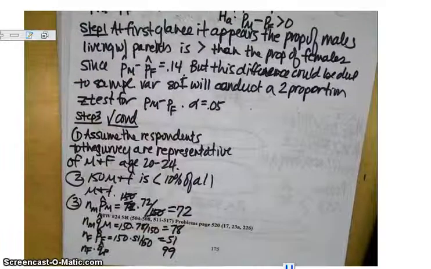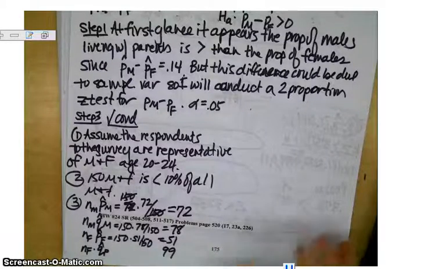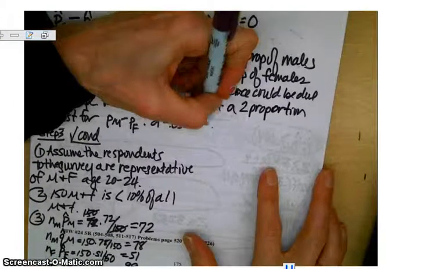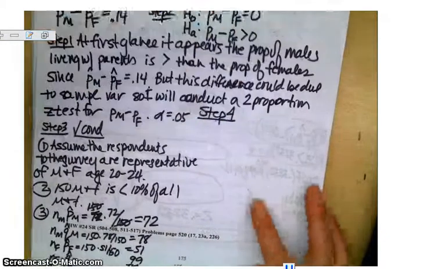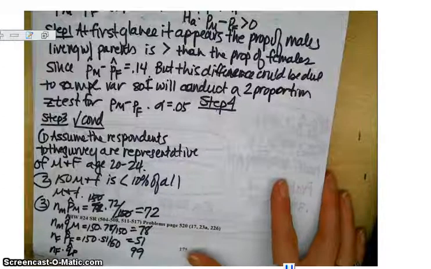So are all of those greater than 10? Yes, they're all greater than 10. You have to check all 4 of them when you have 2 samples. So now we can do step 4, our calculations, and I'm going to let the calculator do most of the work for me.